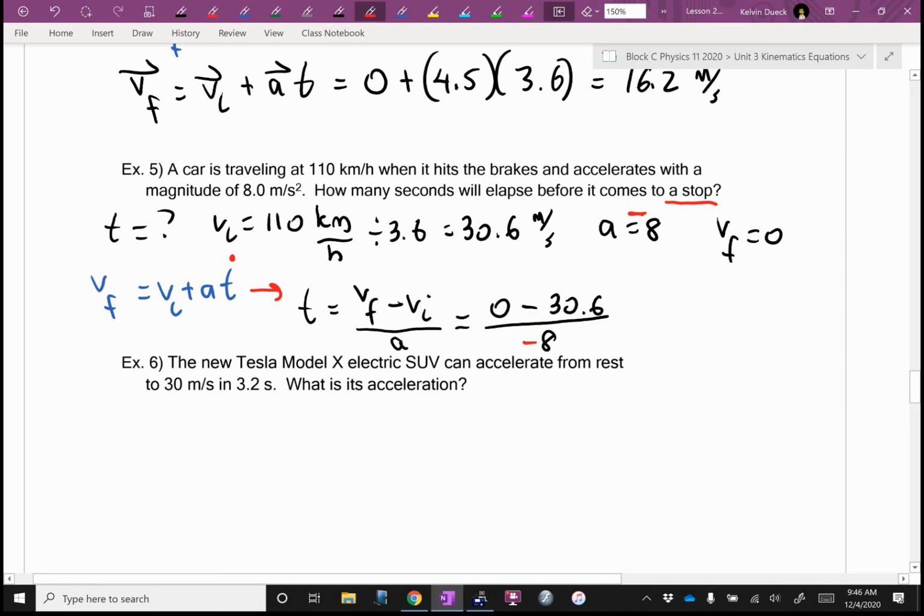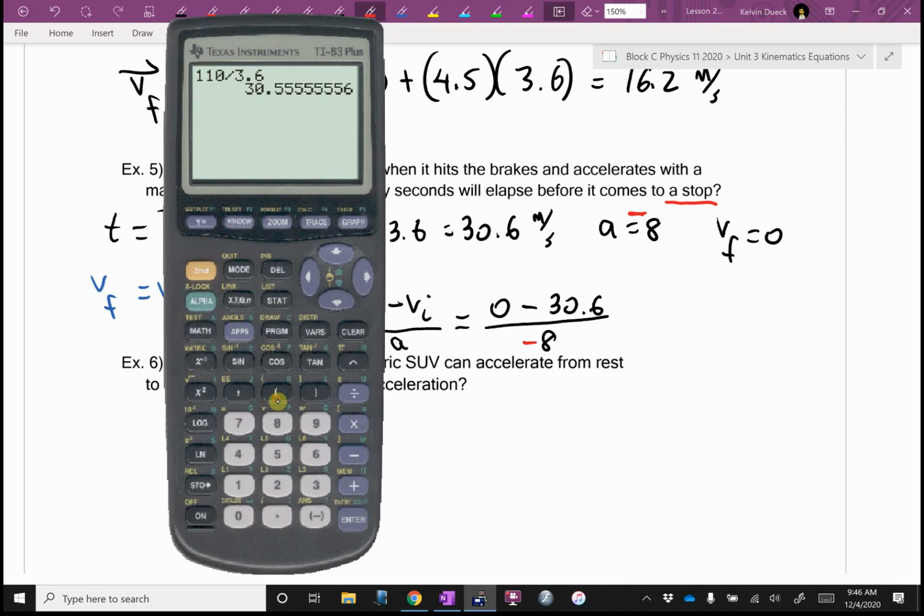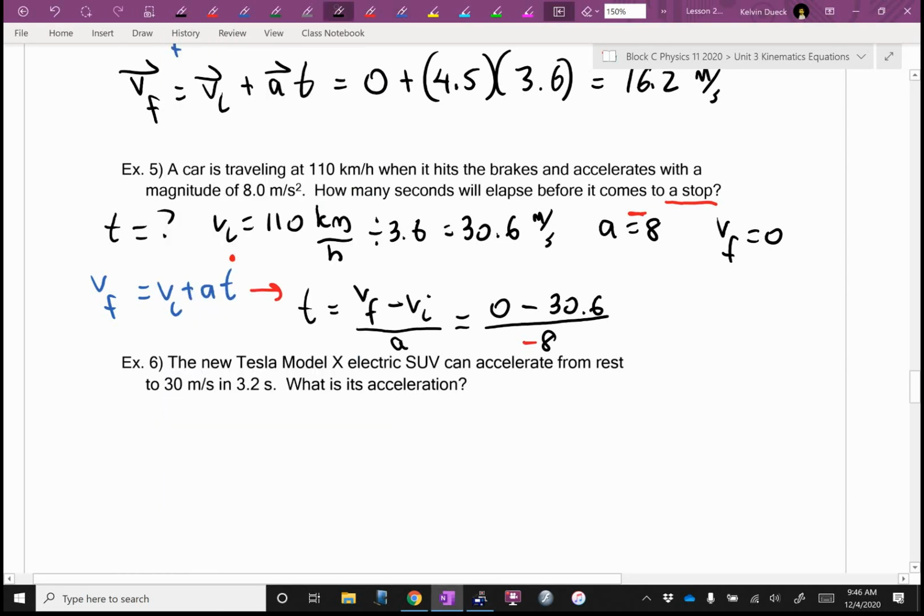And then I would have a negative divided by a negative, which is what? Are you positive? Candy for you, Hannah. Very nice. So 0 minus, answer button, divided by negative 8. And I get a time of, is it 3.82 seconds? Yes? Okay. Nice job. Candy for you.